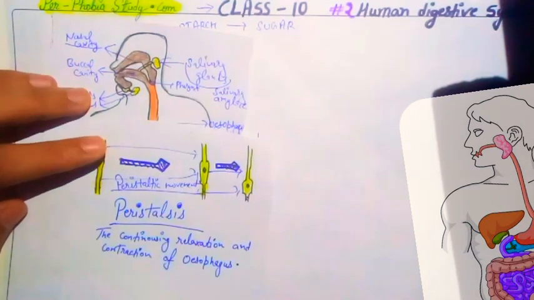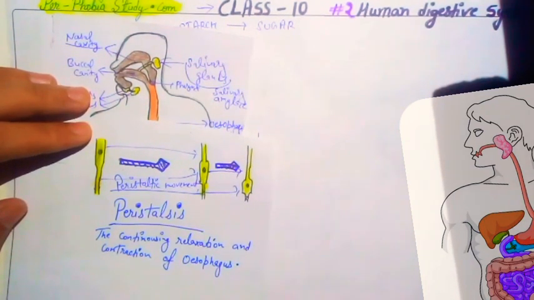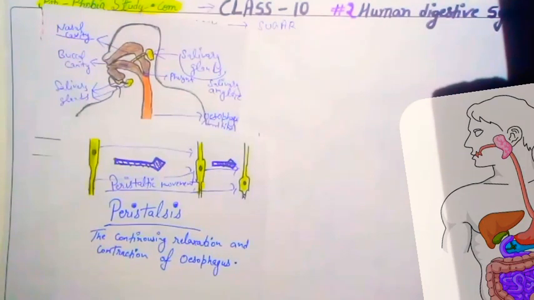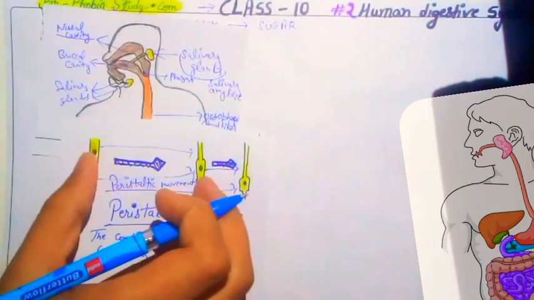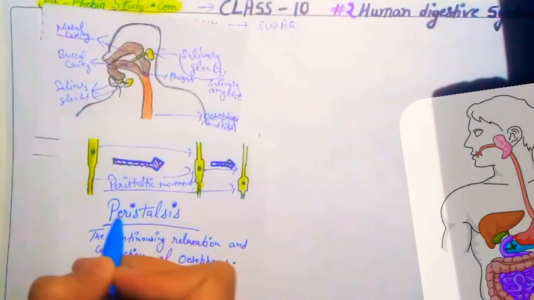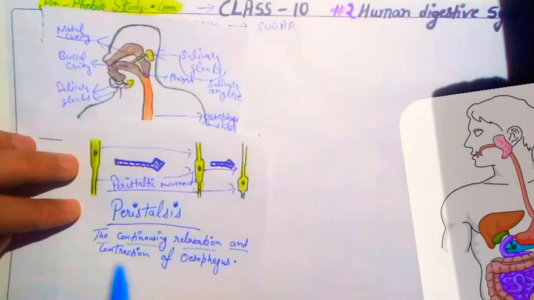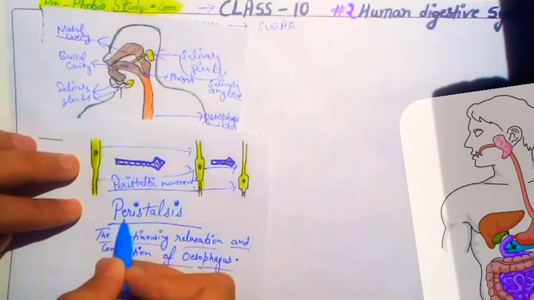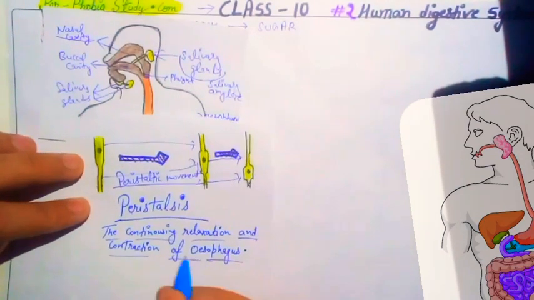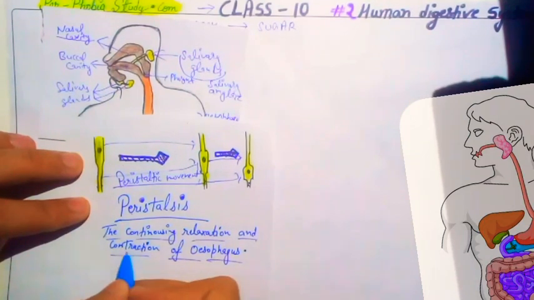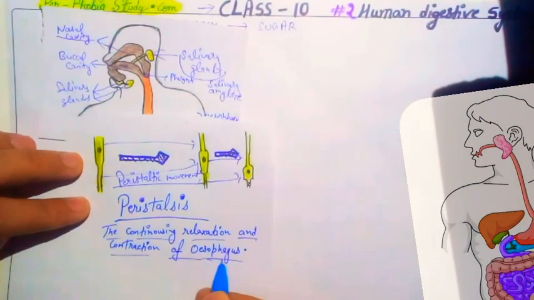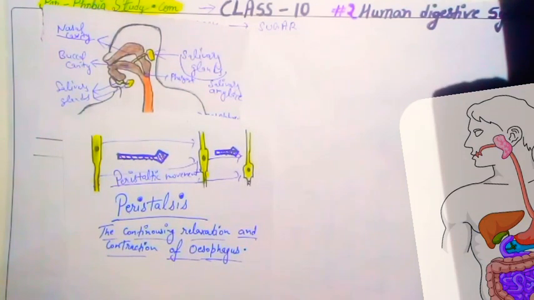This movement is also done by our stomach, small intestine and large intestine. We will discuss them later. The process of peristaltic movement is called peristalsis. The continuing relaxation and contraction of the esophagus is called peristalsis, and likewise that of the stomach, small intestine and large intestine also.